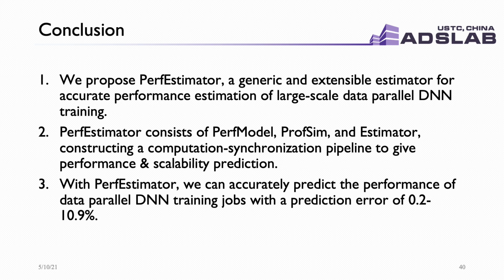Finally, comes the conclusion. First, we propose PerfEstimator, a generic and extensible estimator for accurate performance estimation of large-scale data parallel DNN training. Second, PerfEstimator consists of PerfModel, PerfSim, and Estimator, constructing a computation synchronization pipeline to give performance and scalability prediction. Third, with PerfEstimator, we can accurately predict the performance of data parallel DNN training jobs with a low prediction error.